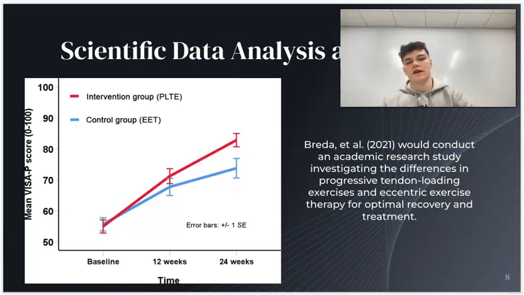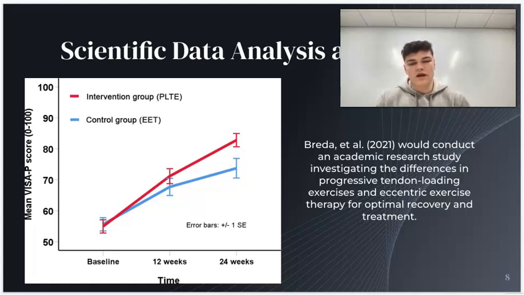In another study I found, conducted by Breda in 2021, this is an academic research study investigating the differences in progressive tendon loading exercises and eccentric exercise therapy for optimal recovery and treatment. So these put the treatments that I found in the recent article that I just showed you in comparison, side by side, and I was interested to see which one resulted in the best treatment results.